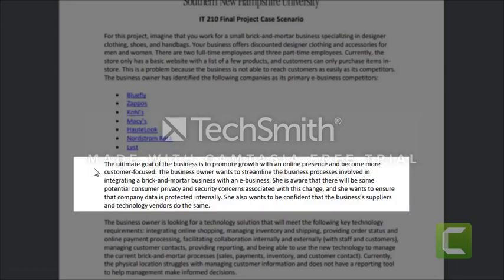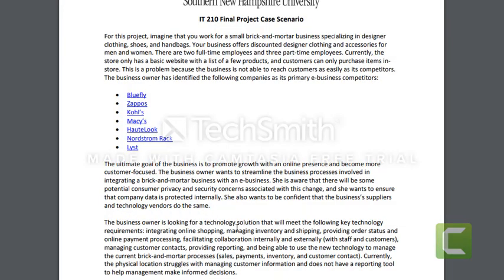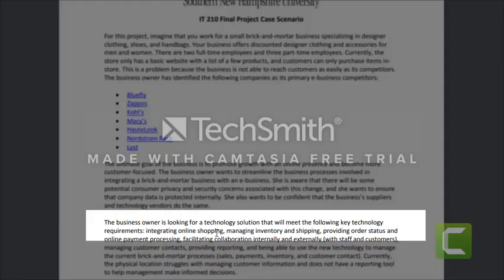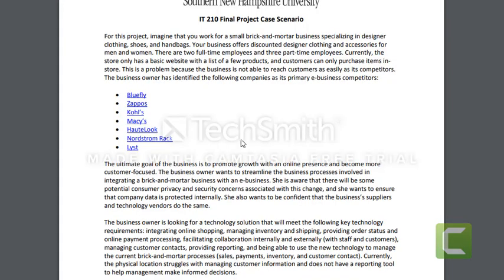And then it tells you the ultimate goals of the business. Again, very important because it's something you're going to have to describe in your paper, and that the business owner is looking for a technology solution, and gives you what we call the business requirements. The requirements of her technology are she needs it to integrate online shopping, manage inventory and shipping, provide order status, online payment processing, and so on. So make sure you really read through this and return back to it as you complete your milestone.